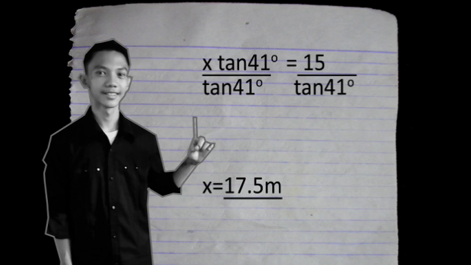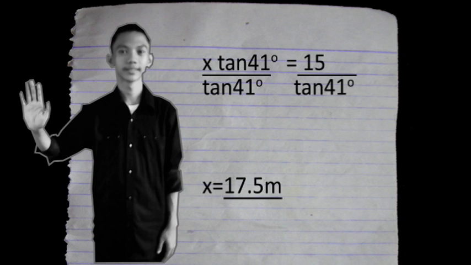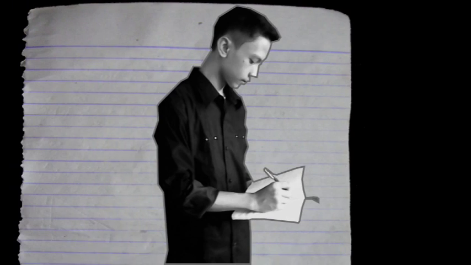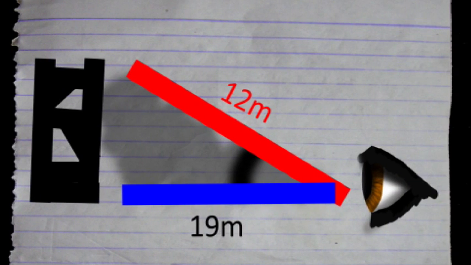But wait, there's more. What if the angle of elevation is not given? Is it the same process we should do? No. Let's try the second one. A 12-meter high post casts a 19-meter shadow. Find the angle of elevation of the sun. So first things first, illustrate the problem.